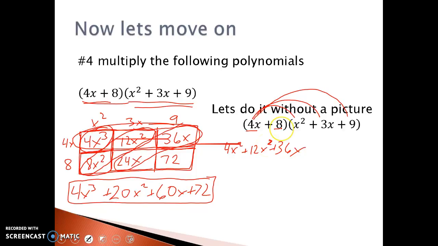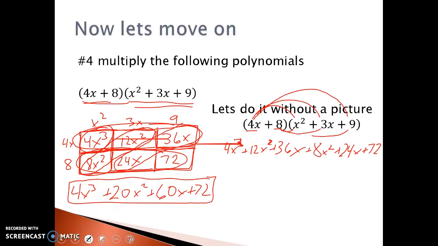Then when I multiply the 8 out, I'm going to multiply it by all 3 of these terms as well. So 8 times x squared is 8x squared. 8 times 3x is 24x. And 8 times 9 is 72. And so notice that's the bottom row here. So when I combine like terms, this was x to the third, by the way.